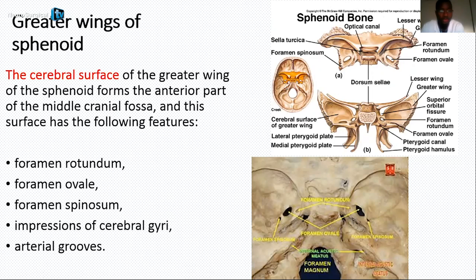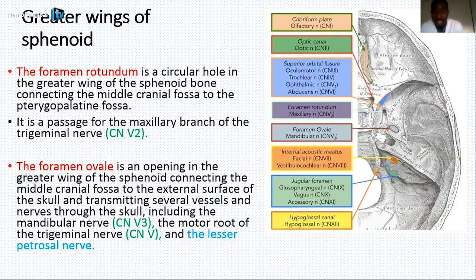The foramen rotundum is a circular hole in the greater wings of the sphenoid bone connecting the middle cranial fossa to the pterygopalatine fossa. It is a passage for the maxillary branch of the trigeminal nerve, as you can see here. Here it is, the foramen rotundum.